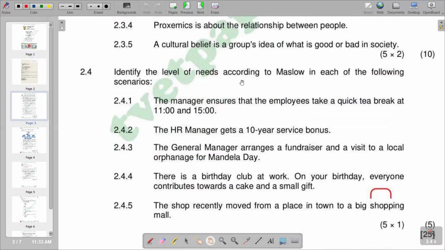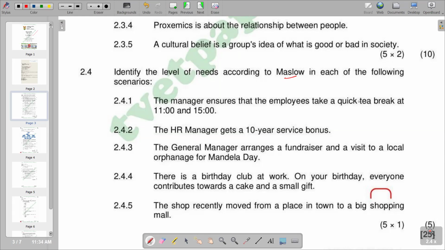So we move on to the next part of our question, which is now 2.4. 2.4 is identify the level of needs according to Maslow in each of the following scenarios. So we are given different scenarios. So if you remember the Maslow hierarchy of needs, it is a theory that proposes that humans are motivated by a hierarchy of needs, progressing from basic needs to self-actualization needs. That is the Maslow hierarchy of needs. It is a theory.